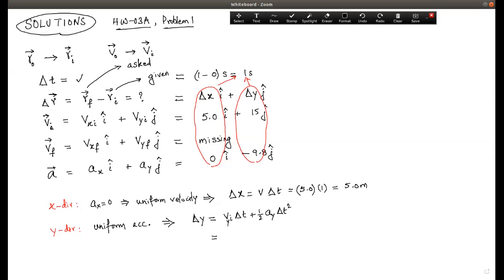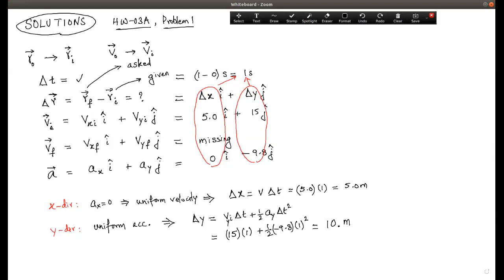Plug in our values. Vy initial is 15 meters per second, delta t is 1 second, plus half times minus 9.8 times delta t squared, which is 1 squared. So 1 squared is 1, and 9.8 divided by 2 is 4.9. Subtract 4.9 from 15, that's about 10.1 meters. We keep two significant digits, so it's 10 meters.